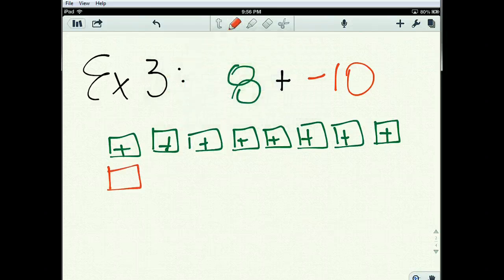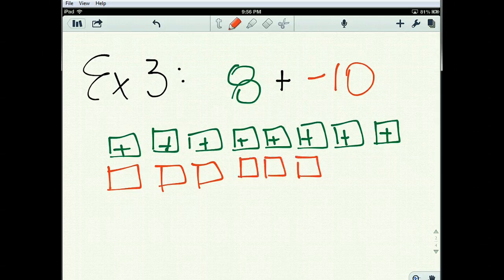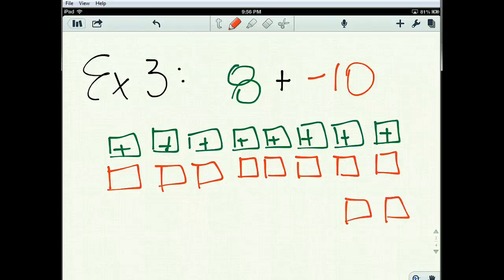So here we go. I have 1, 2, 3. Now, the reason I'm writing them right underneath each other is because, again, we're trying to form 0 pairs so we can figure out our answer. So I write 1, 2, 3, 4, 5, 6, 7, 8, 9, 10, and these are all negative tiles.